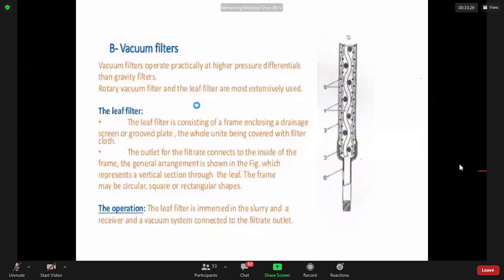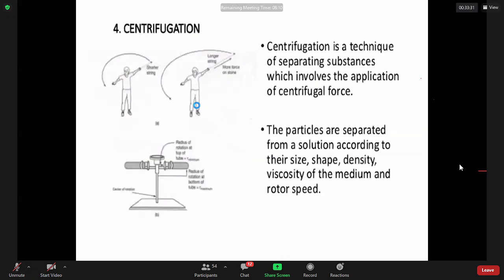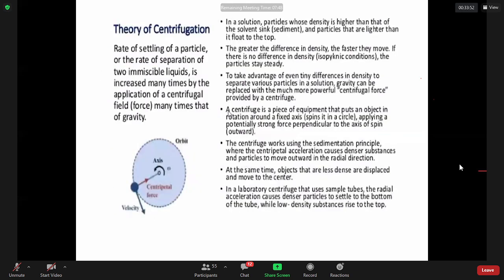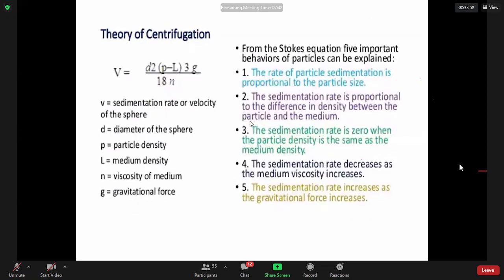And we have centrifugation as a unit operation, like a centrifuge, which we have in our lab, and they usually separate by centrifugal force according to their size. They can also be separated according to their shape, density, the viscosity of the medium, and even the speed of the rotor. So the theory is well explained here, and even the mathematics which is involved.